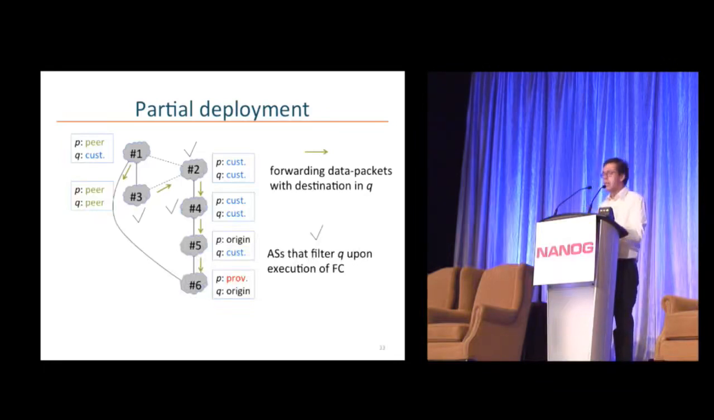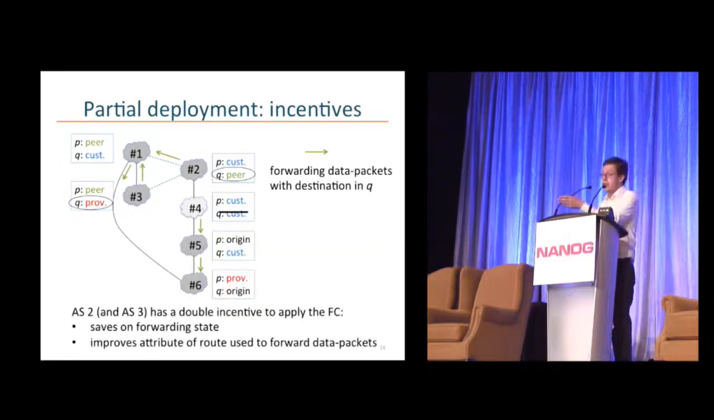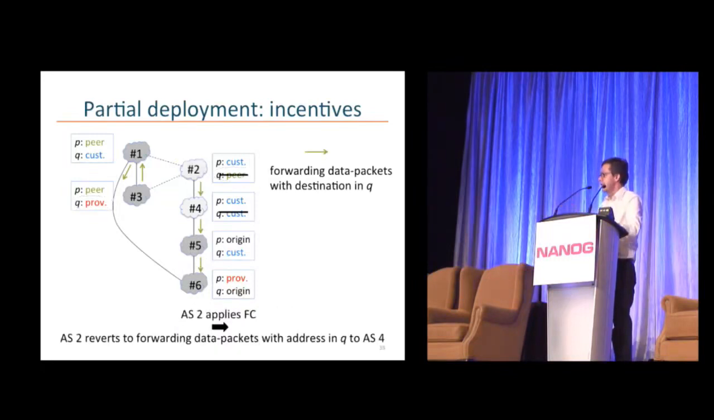Let's suppose that AS4 does apply the filtering code. Then AS4 filters. It does not send the route to AS2. So AS2 now resorts to the peer route that it learned from AS1. This state is not route consistent. AS2 is in a worse position now. But AS2 now has a double incentive to filter as well. On filtering, it saves on forwarding state, and it reverts to sending data packets to a customer rather than to a peer. So if AS2 filters as well, the packets go downwards in this line.